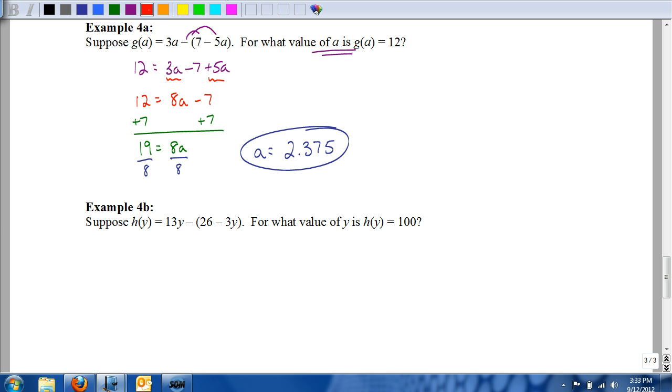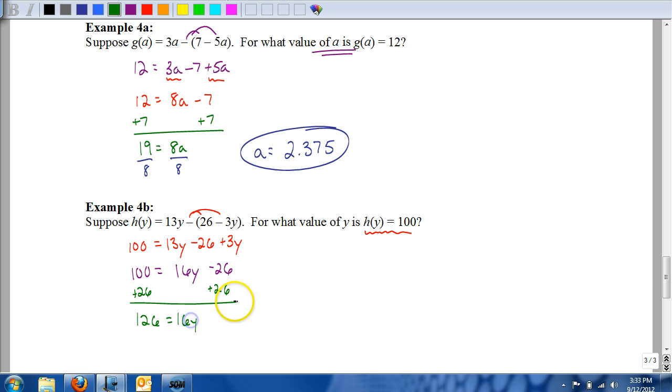Okay, let's check to see what you did here. So again, they're telling us that the value of h of y is going to be 100, so make sure you put that in over here. We can distribute that negative through, so it becomes negative 26 plus 3y. Combine like terms, so the 13 plus 3 is 16y. Add 26 to both sides, giving me 126 equals 16y.